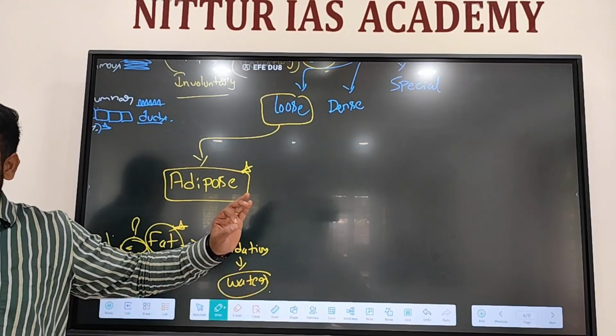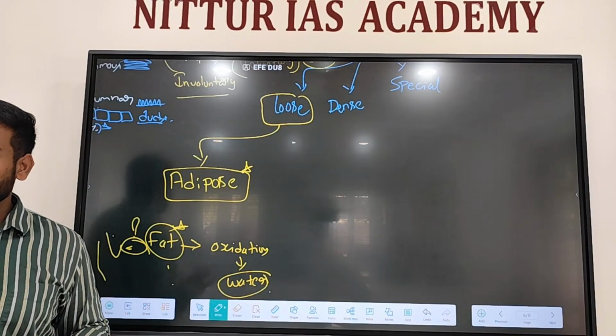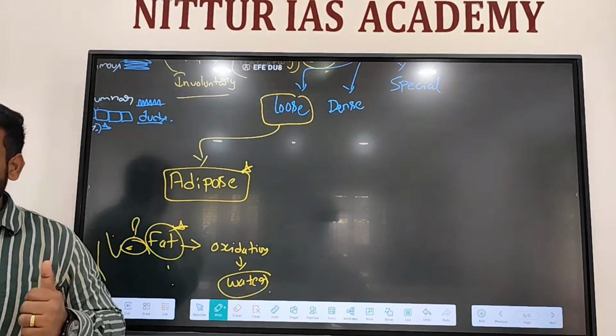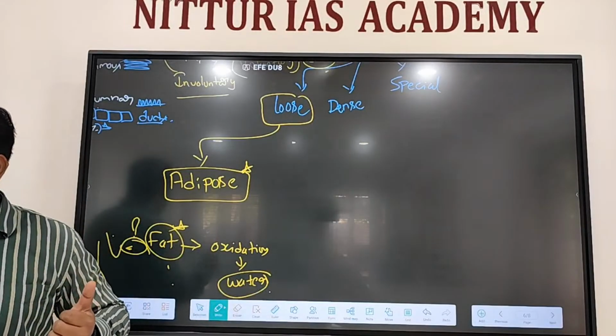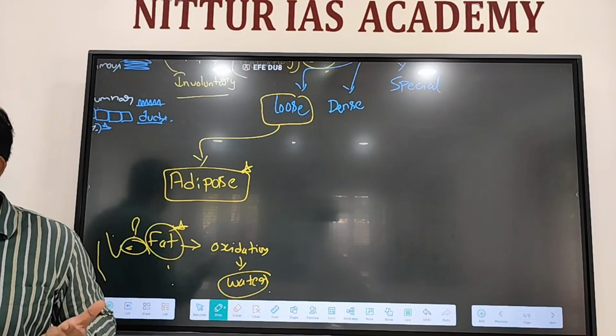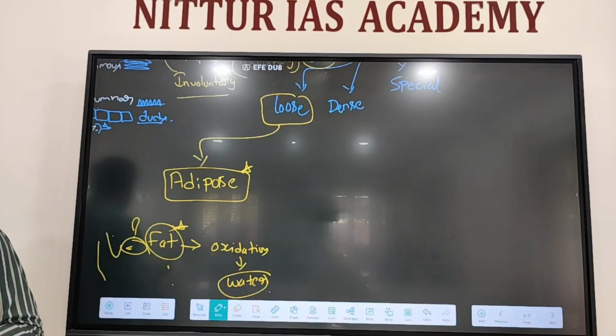In the KPSC preliminary examination, they have asked which tissue is present in the hump of a camel. They have not asked whether water or fat is present. They have asked which tissue is present. We need to know two concepts. First, the camel's hump contains fat, not water. By oxidation of fat, water is produced.